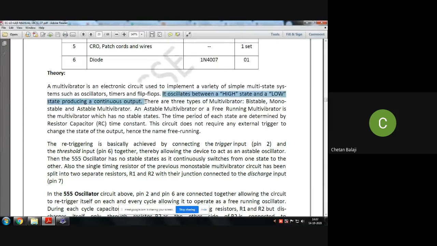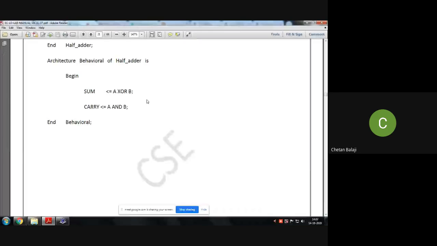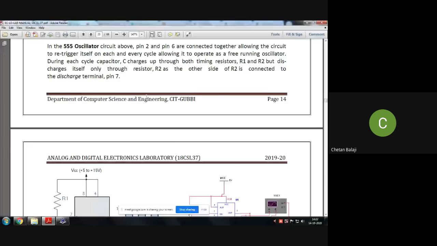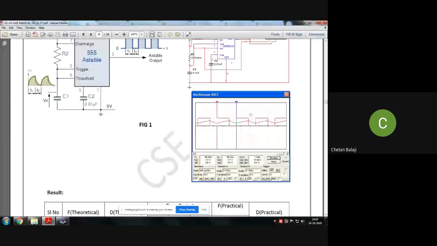I'll show you on the screen now. Look here, you can see that it is a waveform. It is neither at 0 nor at 1. It keeps on changing its state from 1 to 0, 0 to 1, 1 to 0, 0 to 1. If it is at the top, it is logic high, 1. If it is at the bottom, it is logic 0.